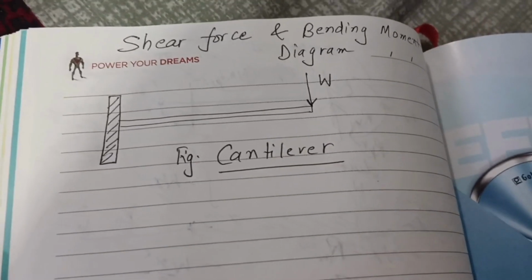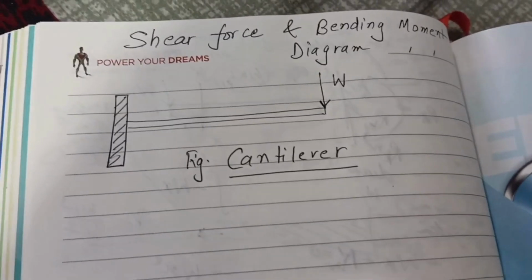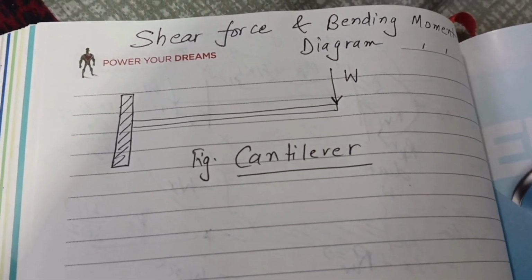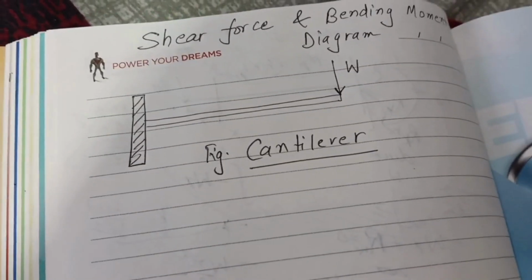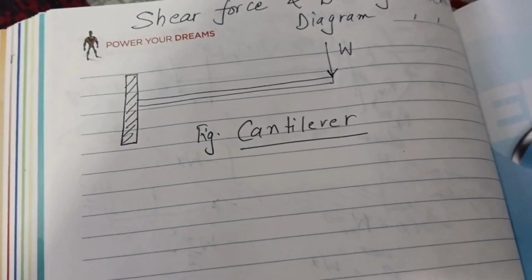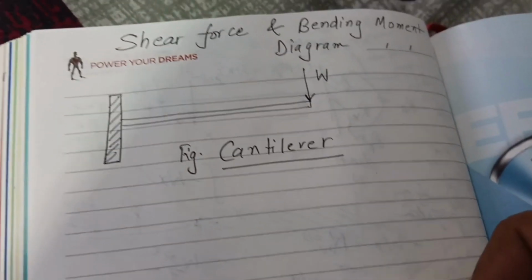Hello friends, today we will see the shear force diagram as well as the bending moment diagram for a beam, and today we are going to see a cantilever. So all of you know what a cantilever is. A cantilever is nothing but a beam fixed at one end and free at the other end.